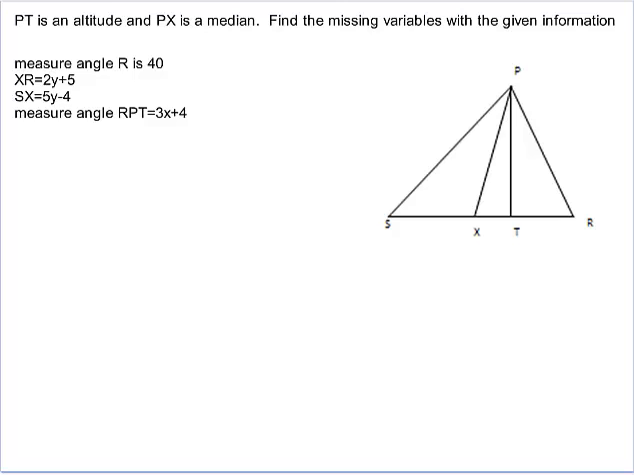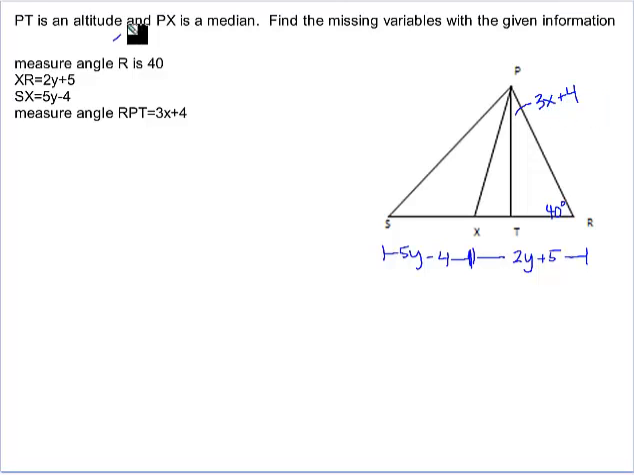This next example, we are told that PT is an altitude and PX is a median. We want to find the missing variables with the given information. So the measure of angle R is 40 degrees, so we're going to write that in as 40 degrees. XR is 2y plus 5, and SX is 5y minus 4. And the measure of angle RPT, so right here, is 3x plus 4.